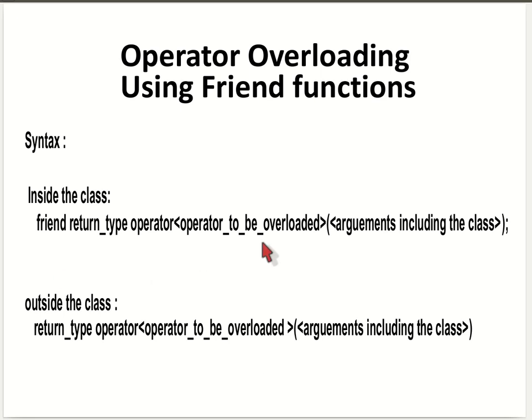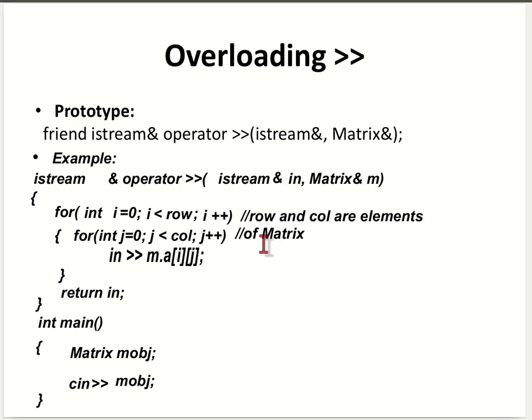So this is how we have already discussed operator overloading using friend functions. This is an example of overloading the extraction operator. Friend istream& operator>>(istream&, Matrix&). Here we are passing the argument as a matrix, and we are giving the object as a matrix only.